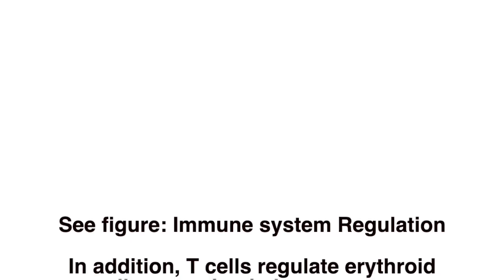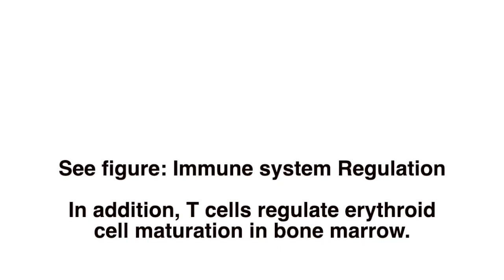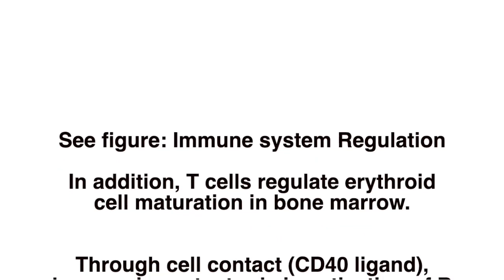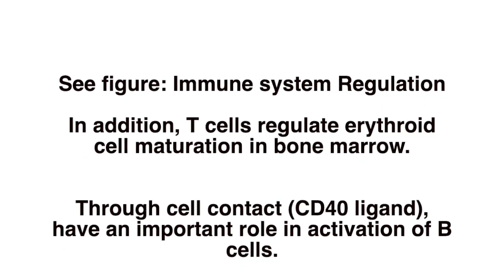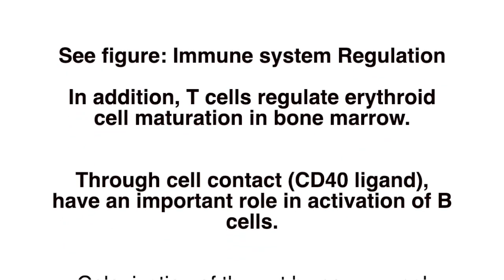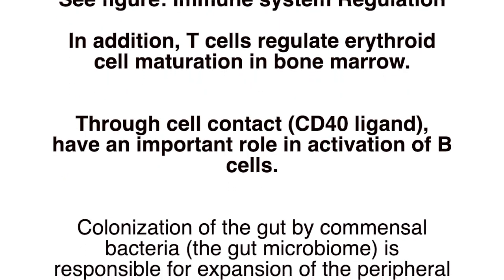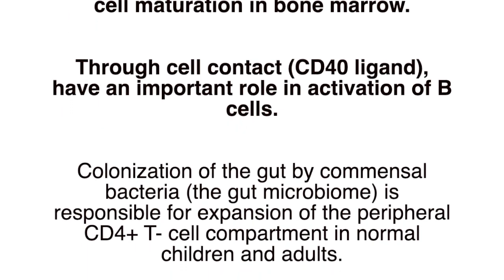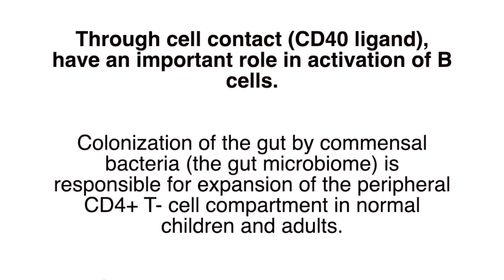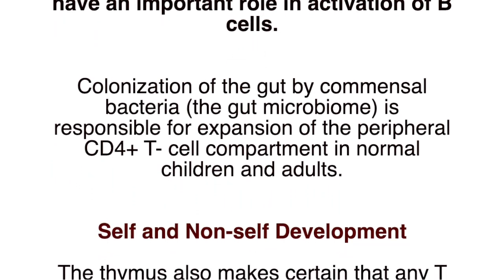See figure immune system regulation shown earlier. In addition, T cells regulate erythroid cell maturation in bone marrow. Through cell contact CD40 ligand, they have an important role in activation of B cells. Colonization of the gut by commensal bacteria, the gut microbiome, is responsible for expansion of the peripheral CD4 T cell compartment in normal children and adults.